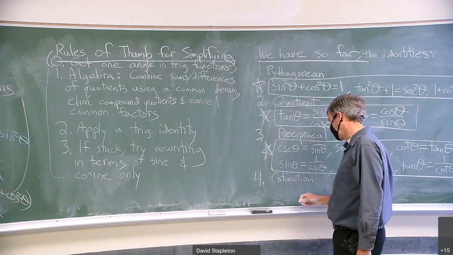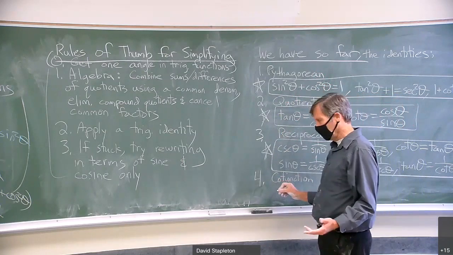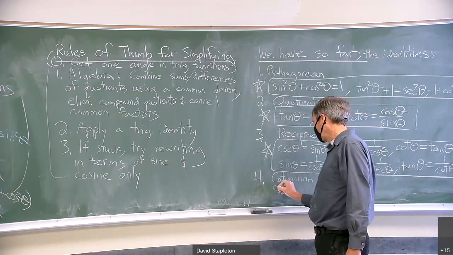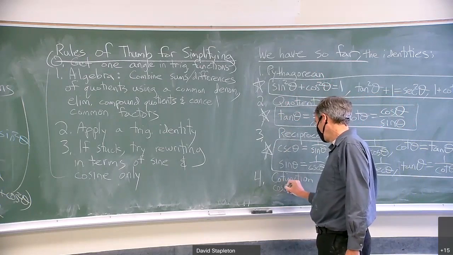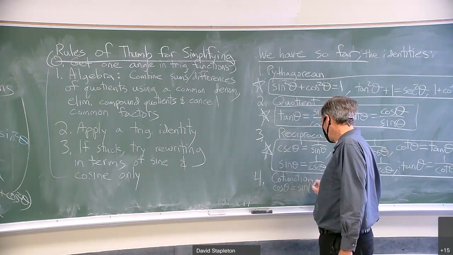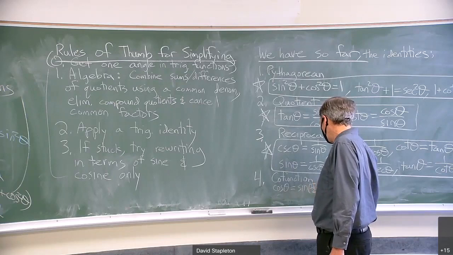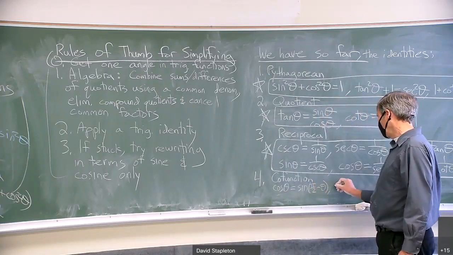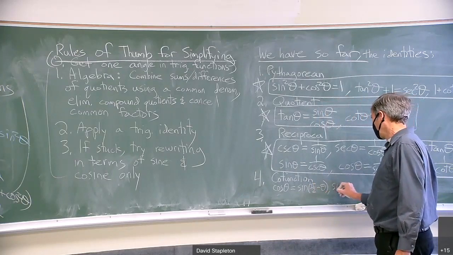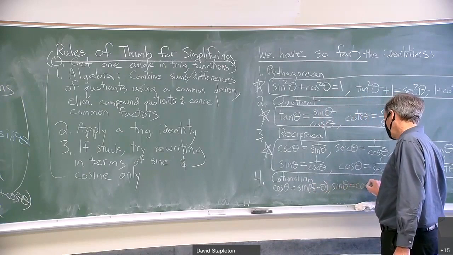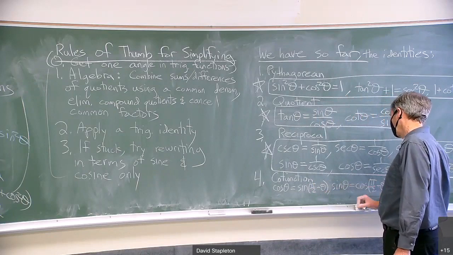Cofunction identities say this. Each trig function and its cofunction have the following relation. Cosine of theta is its cofunction sine of 90 degrees minus theta. I'll write it in radians as pi over 2 minus theta. Also, it goes in reverse. The sine of theta is the cosine of theta subtracted from pi over 2.